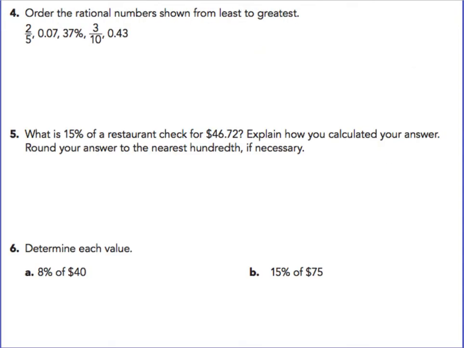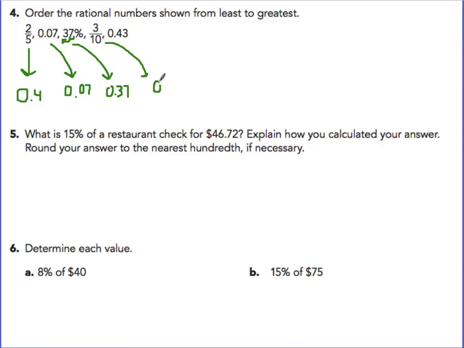All right, let's keep rolling here. Ordering from least to greatest. This is where I definitely suggest using a calculator. So 2 divided by 5, you're going to get 0.4. 0.07, that's already a decimal. So if we have these all in the same form, we can compare them easier. Percent to decimal, remember move that 2 spaces to the left, and then that's where your decimal goes.